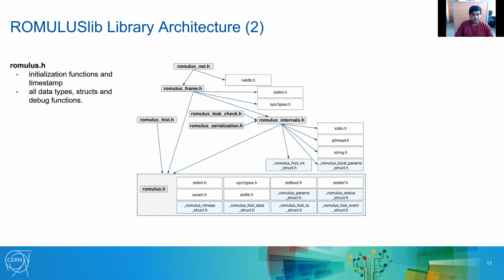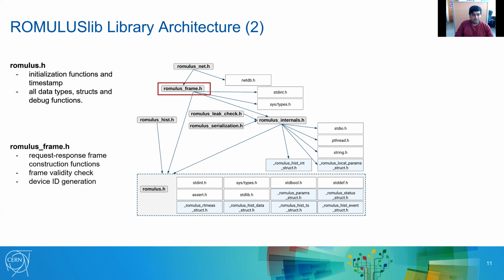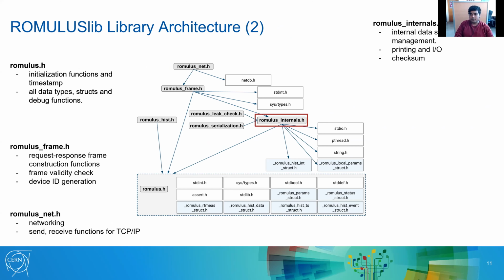So there are a number of headers. The Romulus header defines the main initialization functions, timestamp, data structs, and so on. Then you have the Romulus frame, which defines the functions related to the construction of the frame, the validation of the frame, the ID generation. The net handles the networking. The internals manage the internal data structures for printing, checksums, and the HIST is specifically designed for managing the historic data or event management related functions.